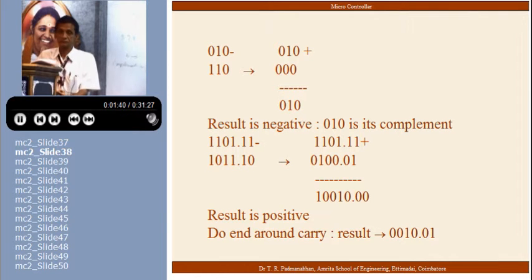There's no carry here. The carry is absent. It implies that the result is negative, and 010 is the complement. You can check whether that is okay. This number is actually 2, this is 6. Okay, 2 minus 6 is minus 4.